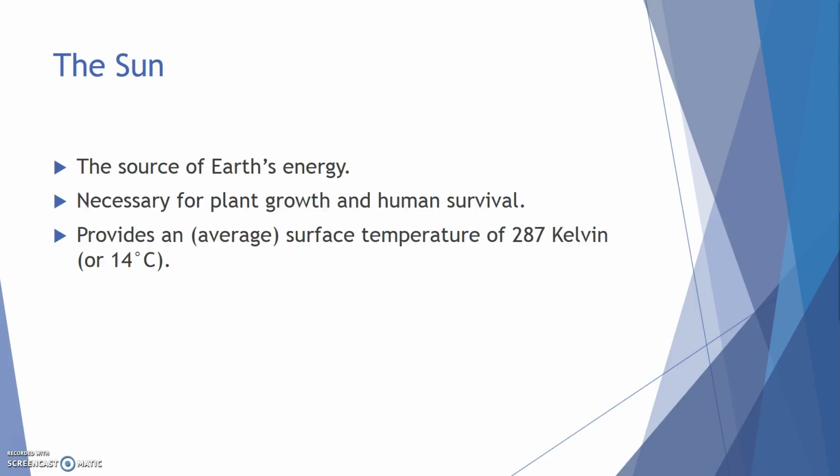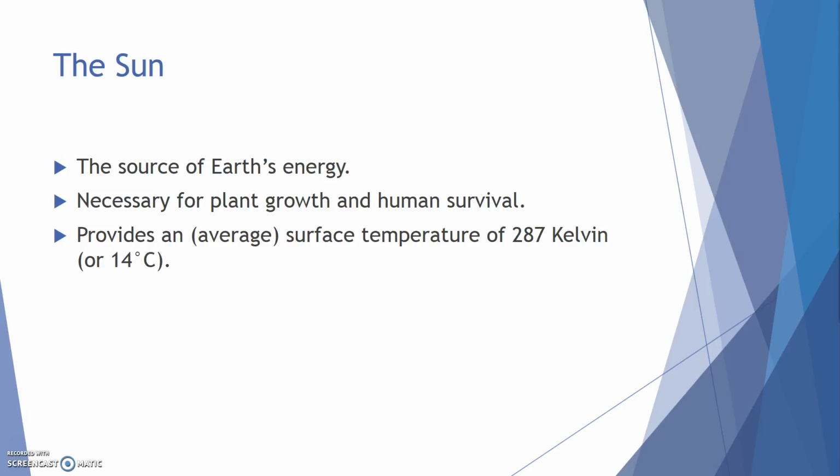But we also require the sun so that the Earth stays at a habitable temperature. Our Earth is in what we call the Goldilocks zone within our solar system, where the sun is the perfect distance away to ensure that human life is sustainable. It provides the entire planet with heat. So the average surface temperature of our planet is about 14 degrees Celsius or 287 degrees Kelvin.